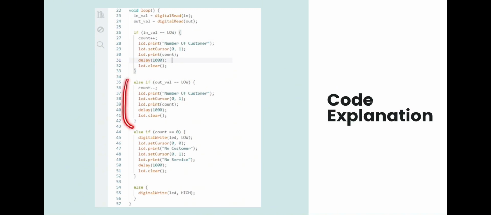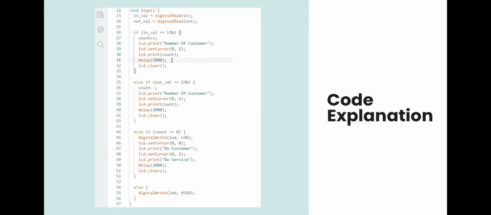For the next condition, when a visitor exits the room at line 35, it looks like the first condition, but if someone walks out and triggers the exit sensor, the count is decreased by 1. The message, delay of 1 second, and clear are the same as in the previous condition.